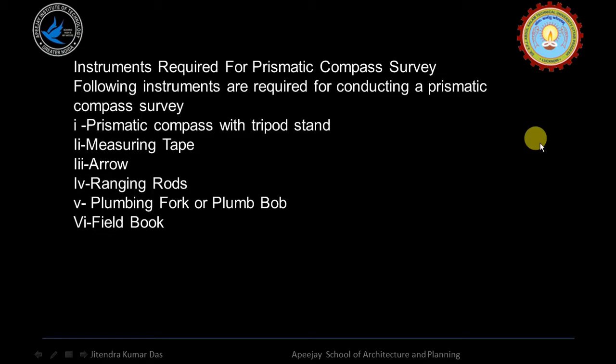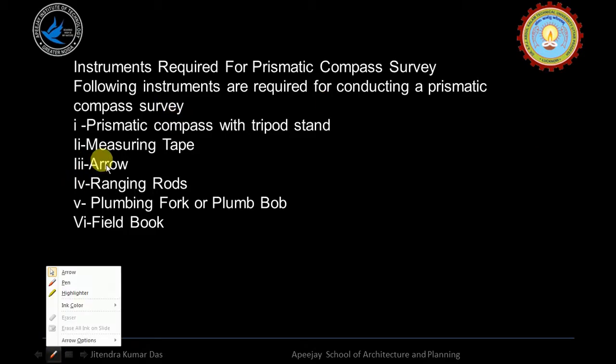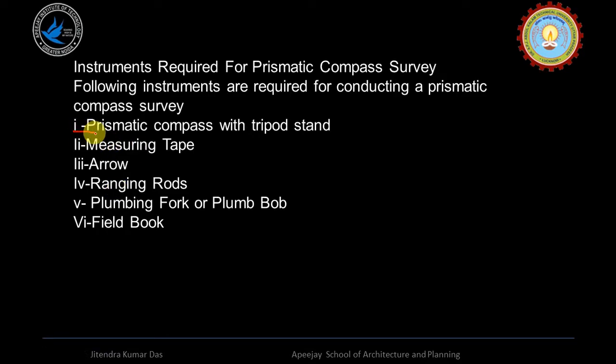Next, instruments required for prismatic compass survey. What may be the supporting instruments? We need the following instruments for conducting the prismatic compass survey. One is prismatic compass itself with tripod stand. Second, we need measuring tape. Third is arrow. Fourth is ranging rods. Fifth is plumbing fork and plumb bob, and sixth is field book.